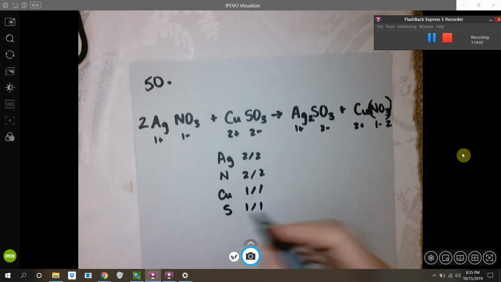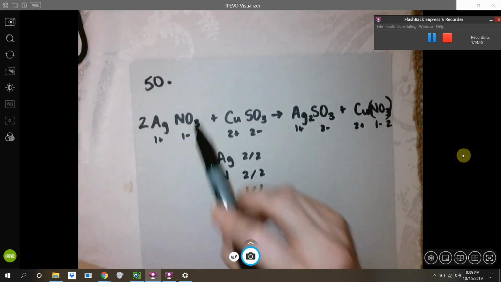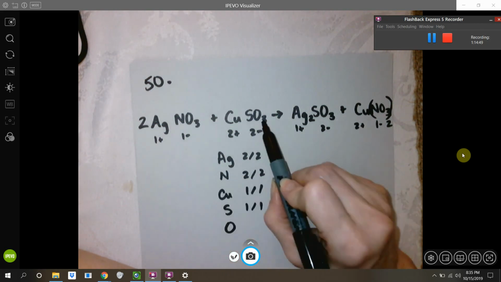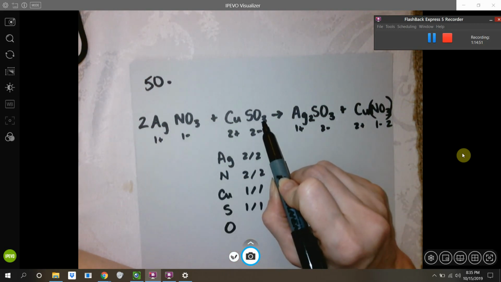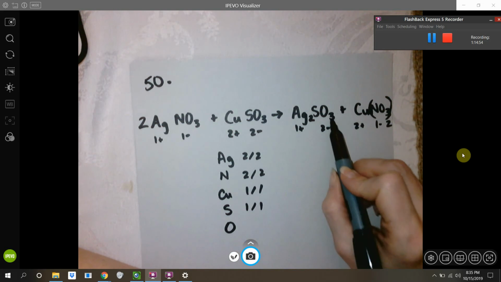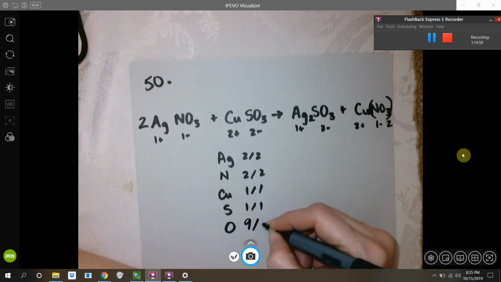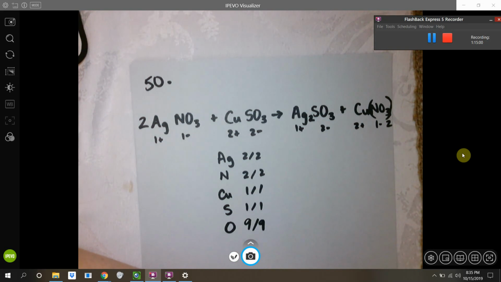And let's hope our oxygen worked out. So here's our oxygen, 3 of them times 2 gives us 6, and over here 3 more gives us 9. Here on this side, 3 plus 3 times 2 gives us 6 is 9. So 9 and 9 oxygens. So we are now balanced.